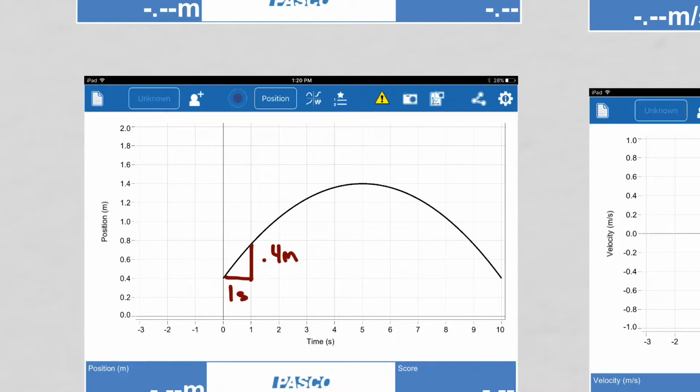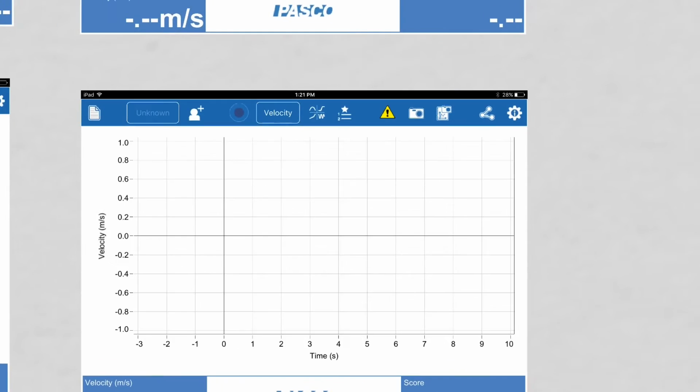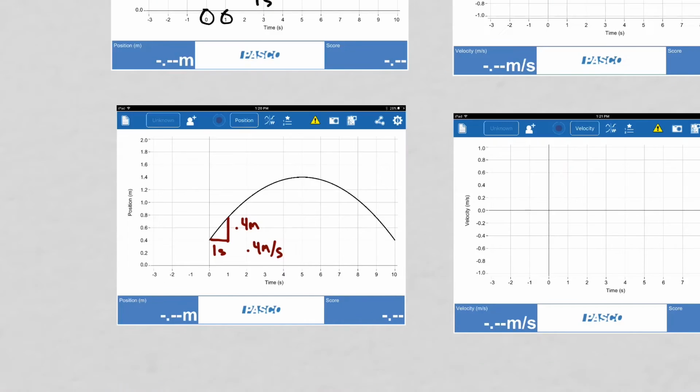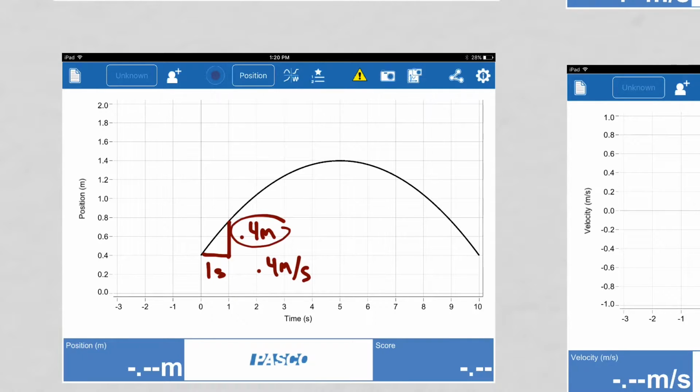So for our first second, we're going at about 0.4 meters per second. And I got that again by dividing 0.4 by 1. So that's where we start out. That's our initial velocity. So let's say here, we'll put a line, and again, this is a positive because remember, undo.